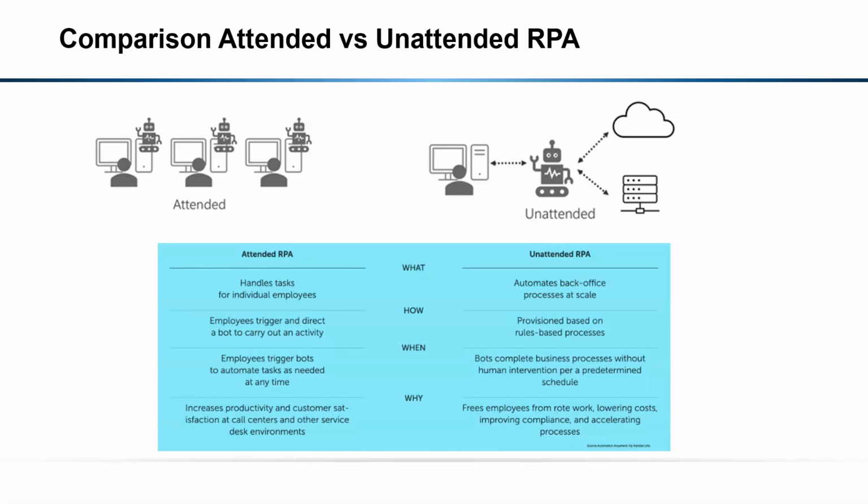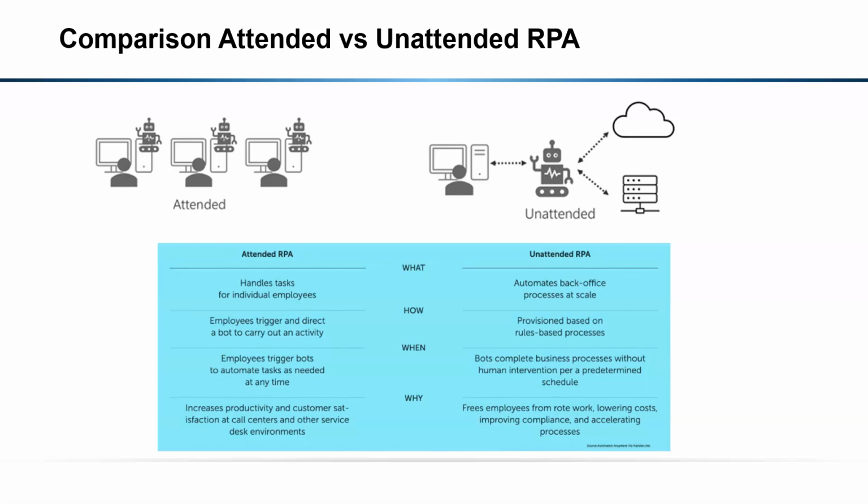Here are some of the details at the bottom. What does attended RPA do? It handles tasks for individual employees. In the case of unattended RPA, it automates back office processes at scale. How? In attended RPA, the employee triggers and directs a bot to carry out an activity. The employee triggers bots to automate tasks as needed at any time. Employees can choose, okay, now I need to automate, and press the button. And this will help increase the productivity of an employee.